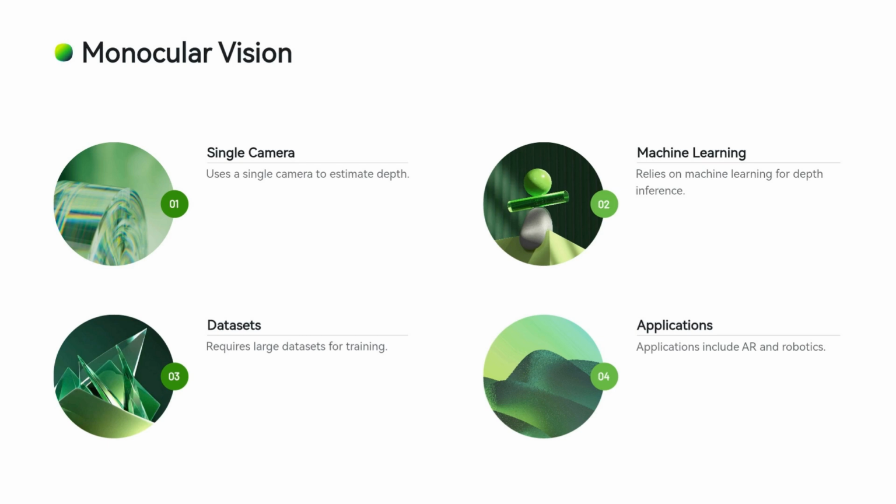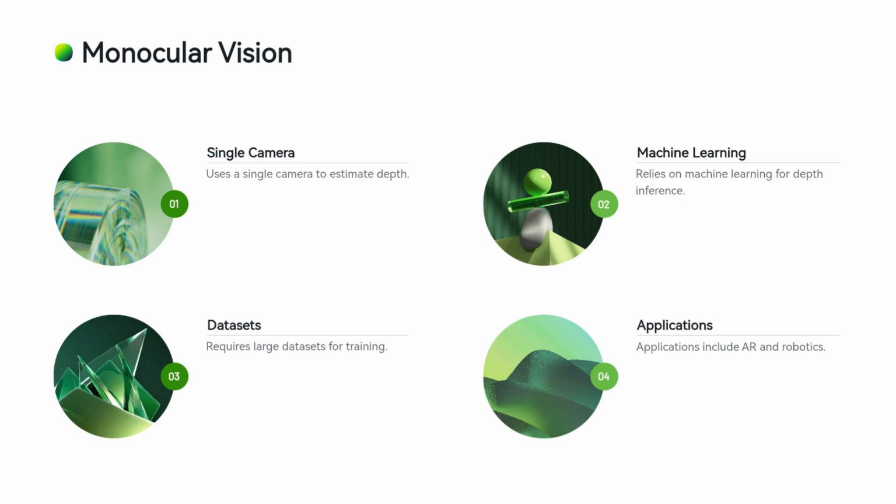3D reconstruction. Depth estimation is fundamental for converting 2D images into 3D models, a process used in fields like architecture, virtual reality, and cultural heritage preservation. Autonomous vehicles. Depth maps allow autonomous vehicles to detect obstacles and navigate in 3D environments. Accurate depth estimation is crucial for safety and navigation in self-driving cars.